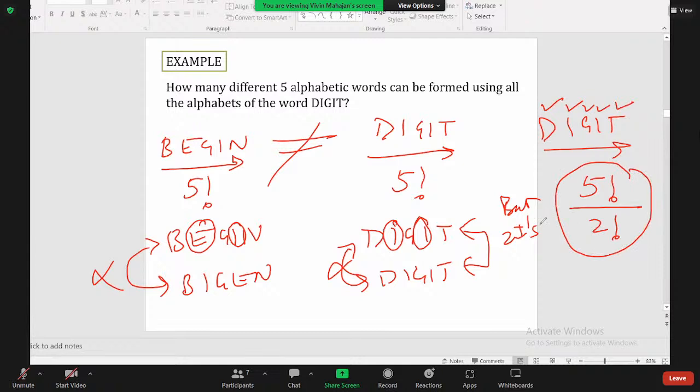So simply remember this way, that whatever is repeating, we need to divide with those many factorials with which the things are repeating. Am I clear about this? Awesome. So for digit, the answer will be 5 factorial by 2 factorial.